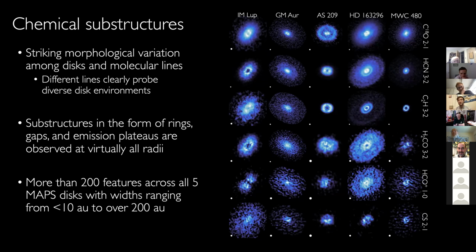And in total, this amounts to over 200 different substructural features across all 5 MAPS disks. Some features have widths that are barely resolved, less than 10 AU, and then some are pretty much plateaus, 100, 200 AU in size.